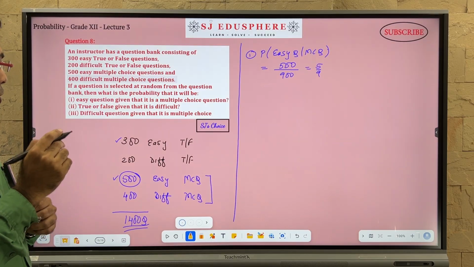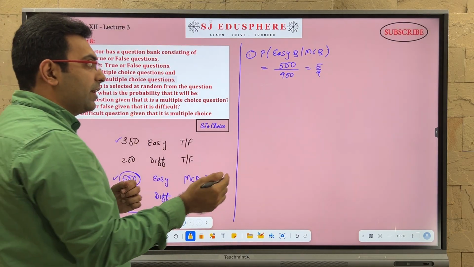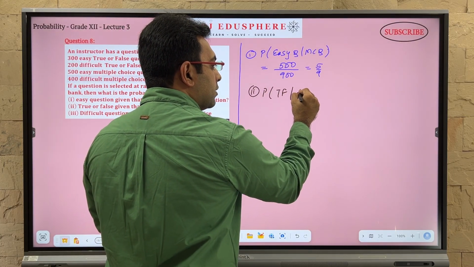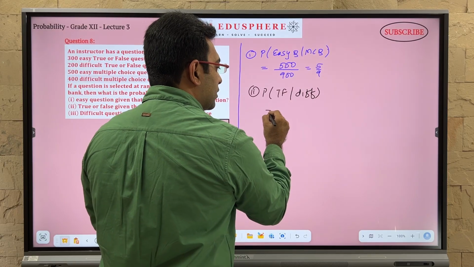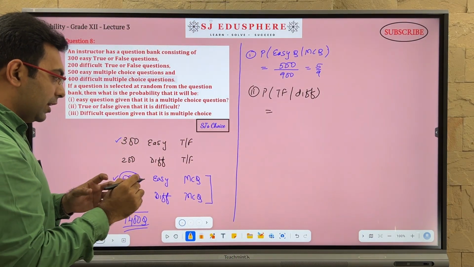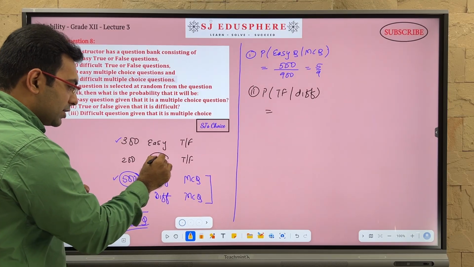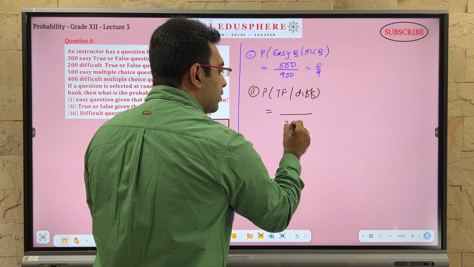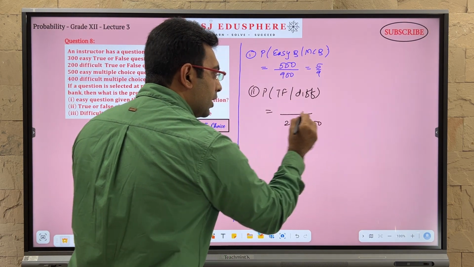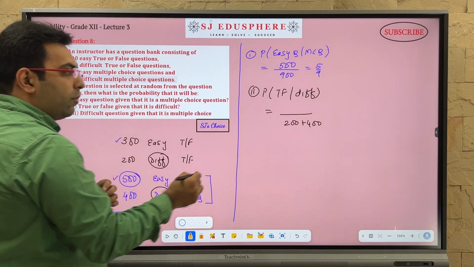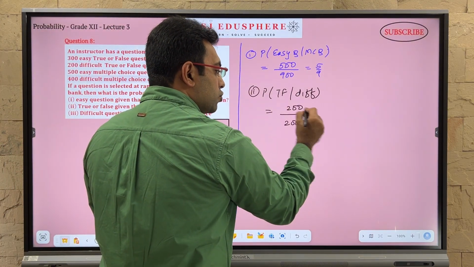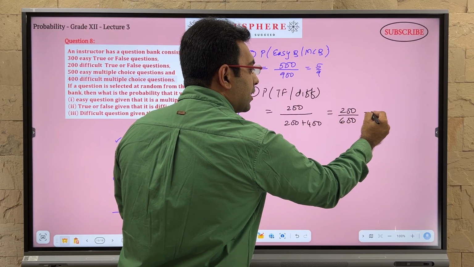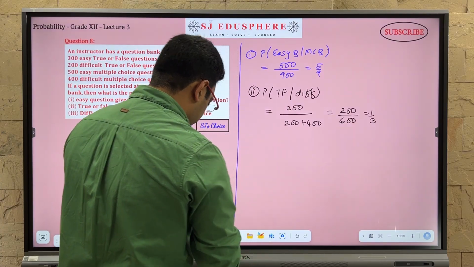Next part, true or false given it is difficult. Probability true false given it is difficult. I only have to look at difficult questions. How many difficult questions are there? Difficult questions are 200 and 400. In this, how many belong to true and false? Only 200. So my answer over here is 200 upon 600, which is 1 upon 3.